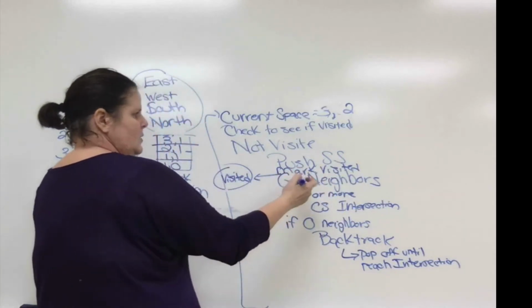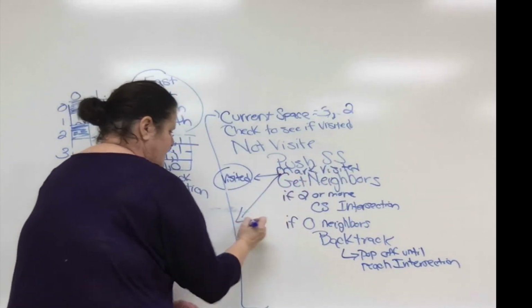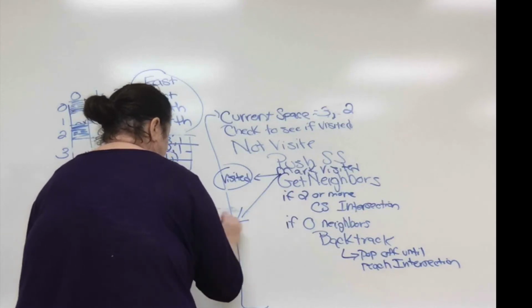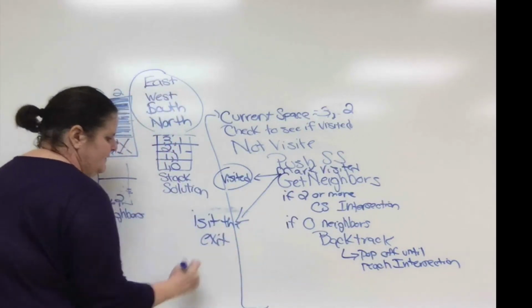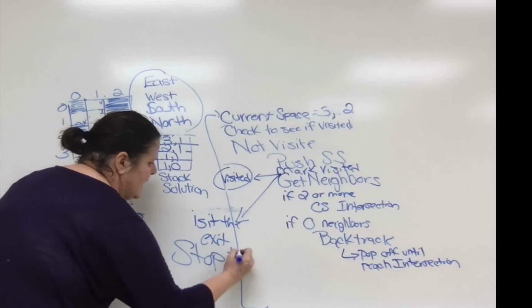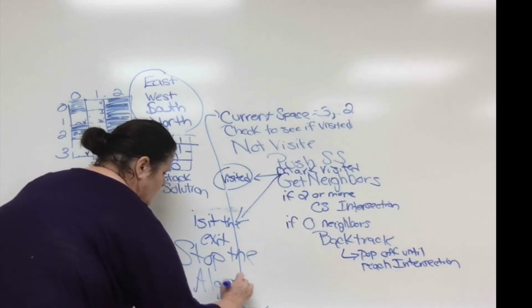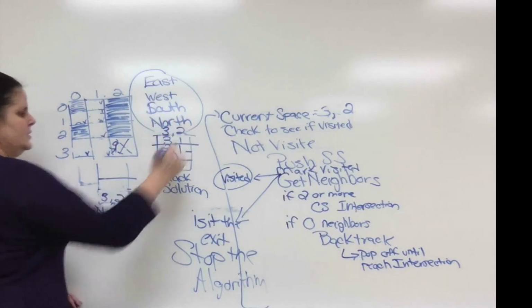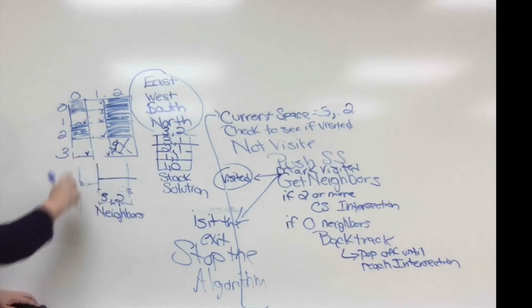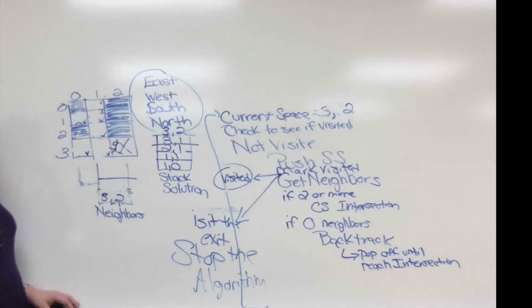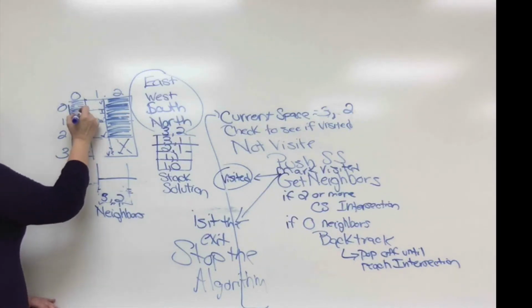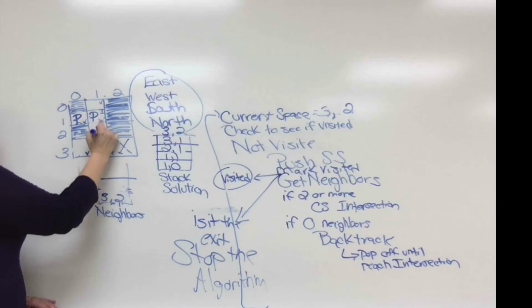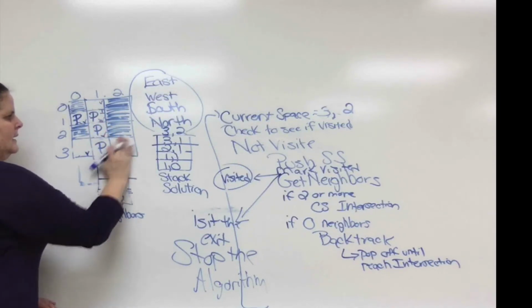Now, there's one other thing. Here, I also have to check, is it the exit? If it's the exit, stop the algorithm, because I have the solution inside of the stack. So now, even though I visited every single empty spot in this grid, the solution actually is, if we pop this stack, I have here, here, here, here, and here.